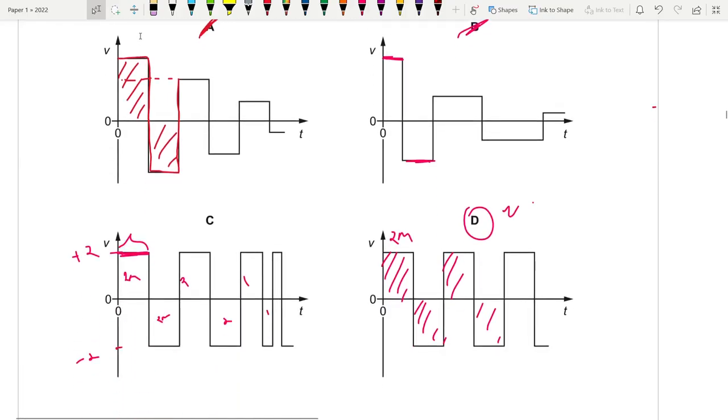Okay, so look at C. What's wrong with C? C is fine up till this point, but what happens here? The velocity remains the same, but these areas don't remain the same anymore. Do you guys get the issue? Let's move on to the next one. D is perfect. Velocity remains the same as well as the distance covered. The area under the velocity-time graph represents the distance. Do you guys understand?